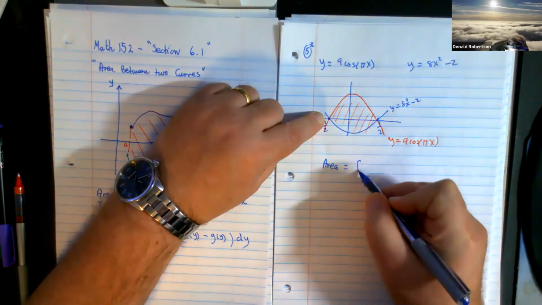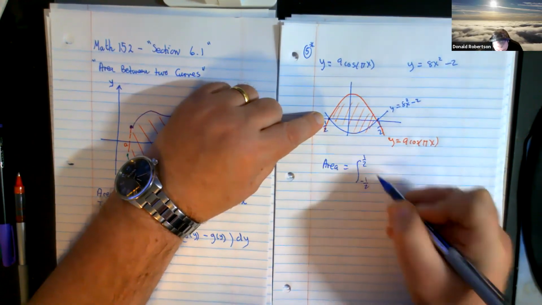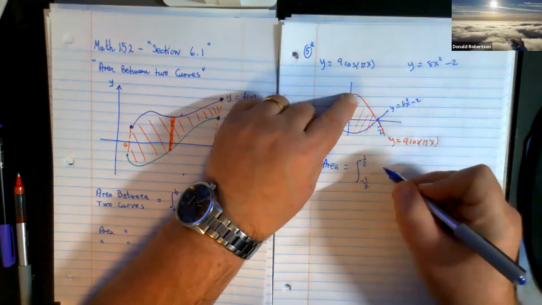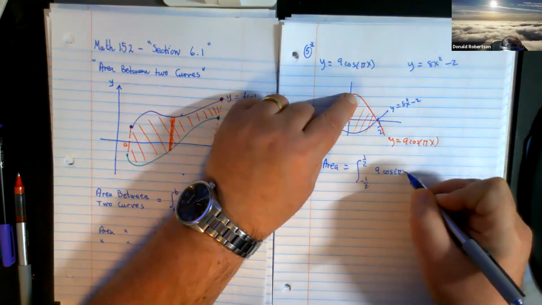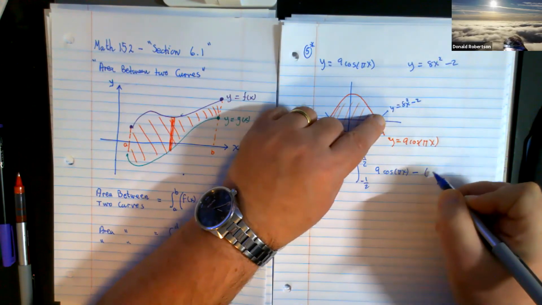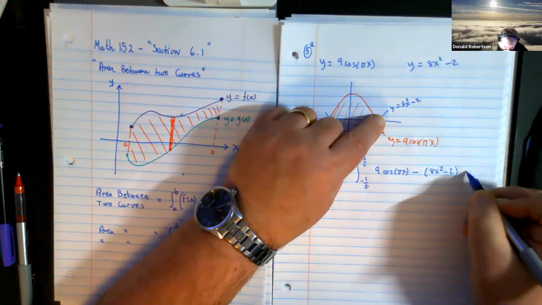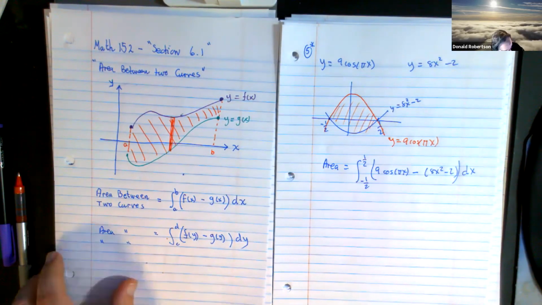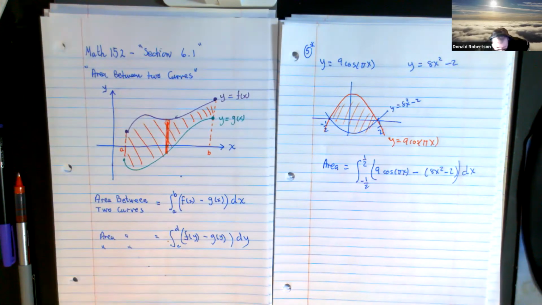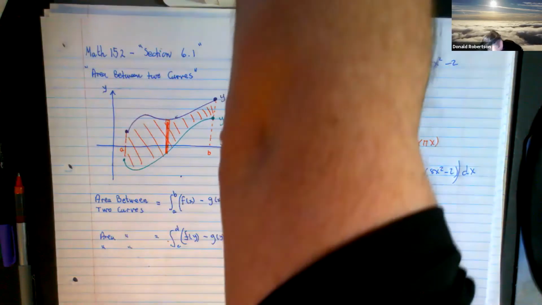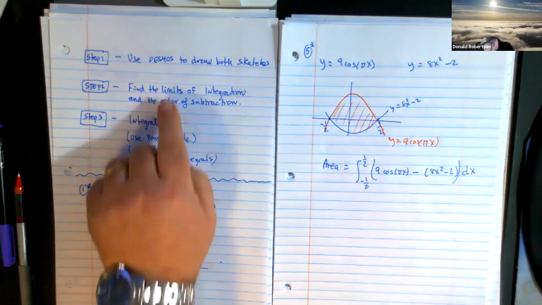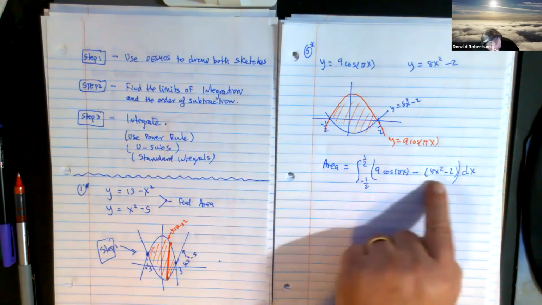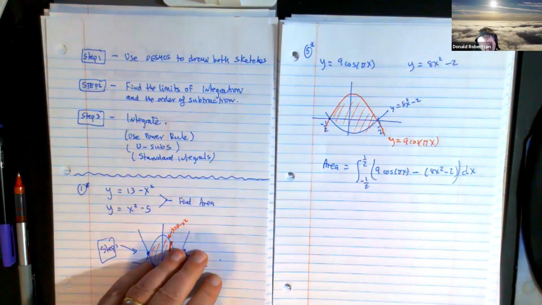The area is going to be from x equals -0.5 to +0.5. The guy on top is this fella, so it's 9 cosine of pi x, take away this fella, the 8x squared take away 2. So we've pretty much taken care of, put my little steps here. Use Desmos, done. Find the limits of integration and the order of subtraction, done. Now we're going to move on to step 3, integrate.